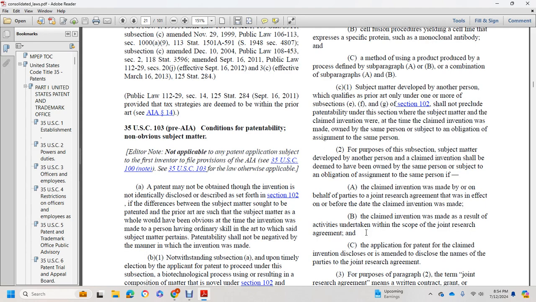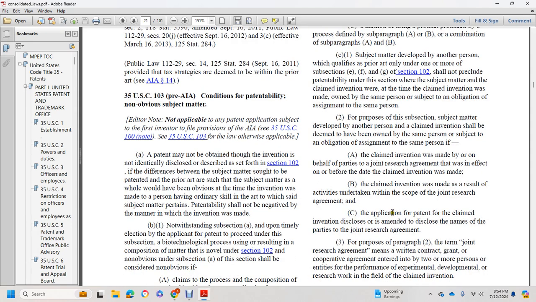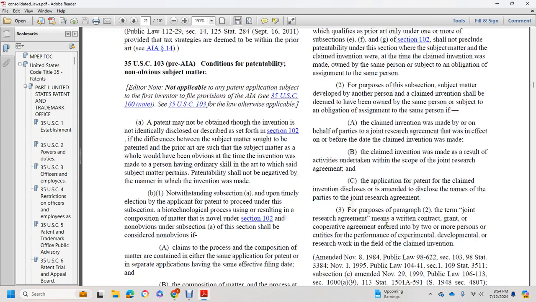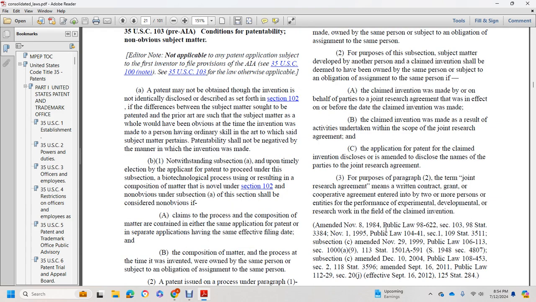The claimed invention was made by or on behalf of parties to a joint research agreement that was in effect on or before the date the claimed invention was made, the claimed invention was made as a result of activities undertaken within the scope of the joint research agreement, and the application for patent for the claimed invention discloses or is amended to disclose the names of the parties to the joint research agreement. For purposes of paragraph 2, the term joint research agreement means a written contract, grant, or cooperative agreement entered into by two or more persons or entities for the performance of experimental, developmental, or research work in the field of the claimed invention.